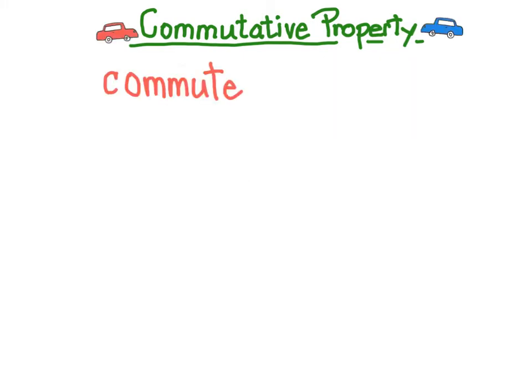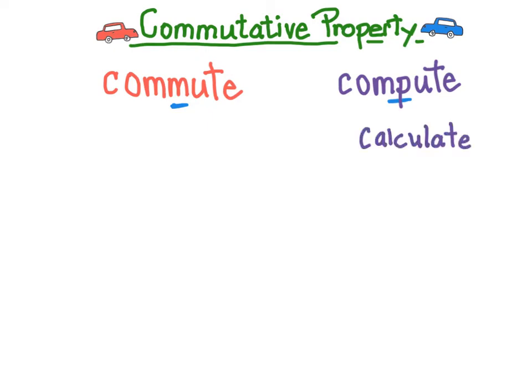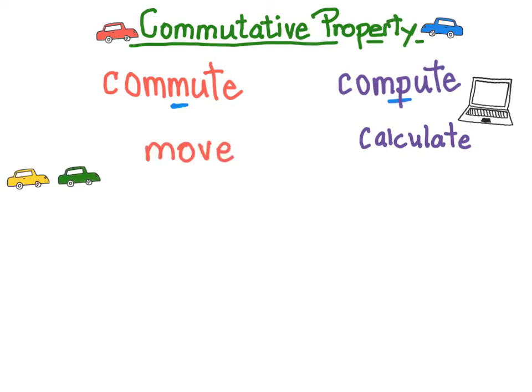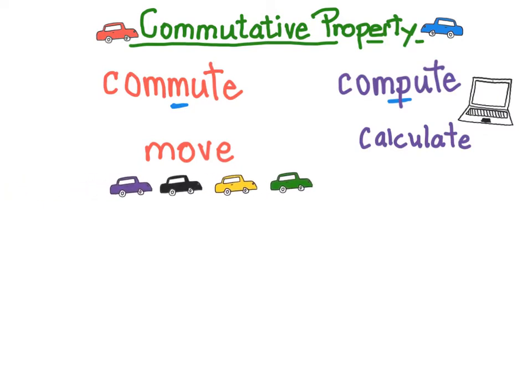Now let's take a look at the root word of commutative, which is commute. It sounds like compute. It looks like compute, but the fourth letter is a P instead of an M. And while compute means to calculate or figure things out mathematically, commute means to move from one place to another. For example, workers commute to their jobs by driving a car, taking the bus, or even walking.